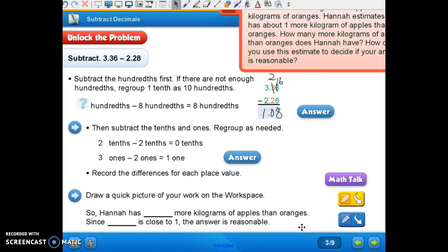Okay, so now we're at the bottom of page 139. So Hannah has 1.08 more kilograms of apples than oranges. Since 1.08 is close to 1, the answer is reasonable. Remember, in our problem, she estimated that she had 1 more kilogram of apples than oranges.